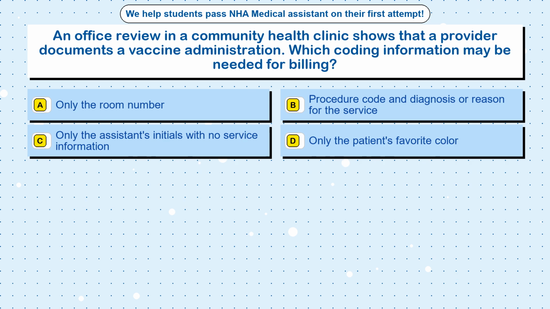Question 35. An office review in a community health clinic shows that a provider documents a vaccine administration. Which coding information may be needed for billing? Option A, only the room number. Option B, procedure code and diagnosis or reason for the service. Option C, only the assistant's initials with no service information. Option D, only the patient's favorite color.